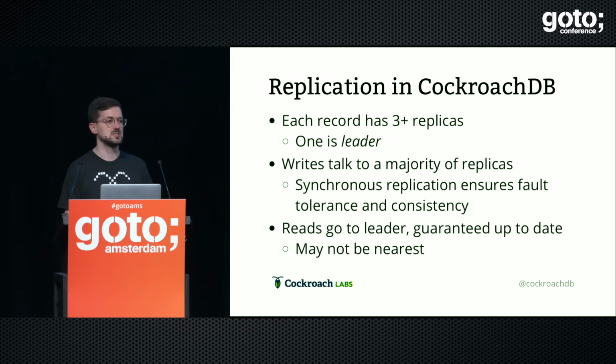We replicate data synchronously as part of our guarantee of fault tolerance and consistency. This means that by the time your commit statement has returned to the application, your data is persisted on multiple data centers, and so you can be sure that it will be available even in the event of machine or data center failure. So writes talk to a majority of nodes. Reads go to the leader because the leader is guaranteed to be up to date. But it may not necessarily be the nearest replica in the replica set.